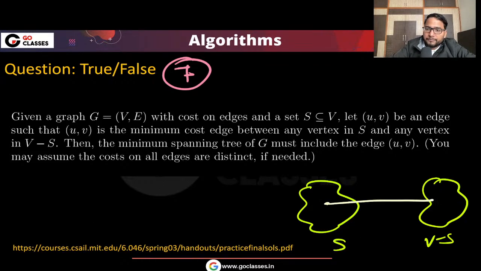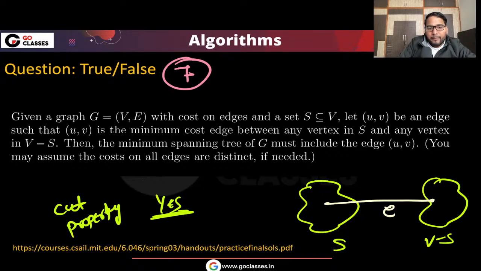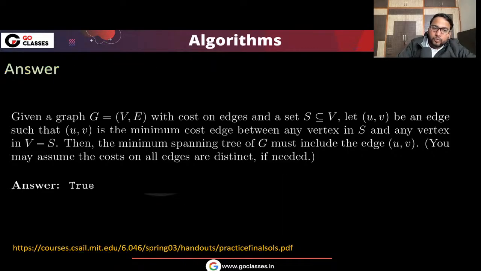E is the minimum. Then the minimum spanning tree of G must include E. Tell me. This must be included in the MST if all edge weights are distinct. What do you think? Then the answer is yes, because of the cut property. This question I have taken from MIT, by the way. It is a question from MIT, but an easy question only. So this is true.